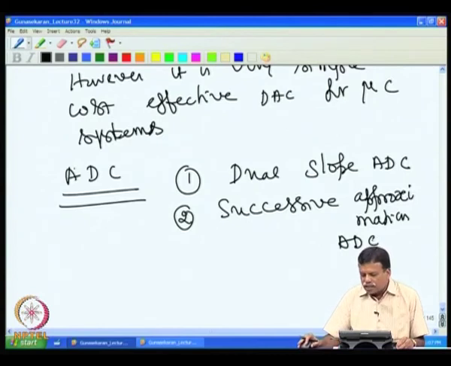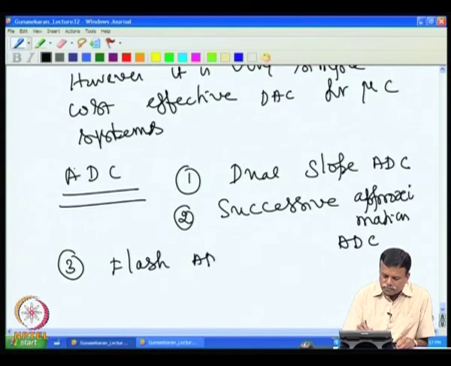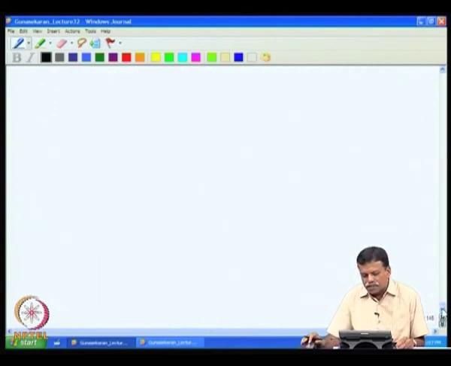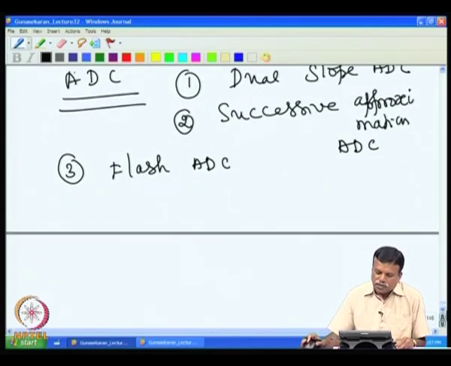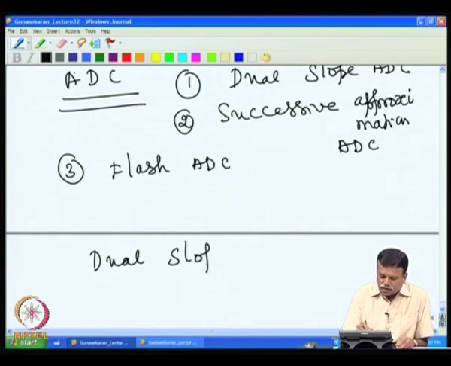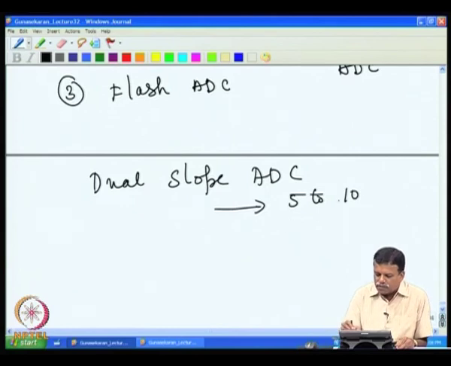Now, let us see the third type of converter, that is flash ADC. This is another ADC which is very popular, and it is a high speed converter, because if you look at dual slope A to D converter, it is very slow, because charging and discharging has to take place. Typically dual slope ADC, only 5 to 10 conversions are possible per second.